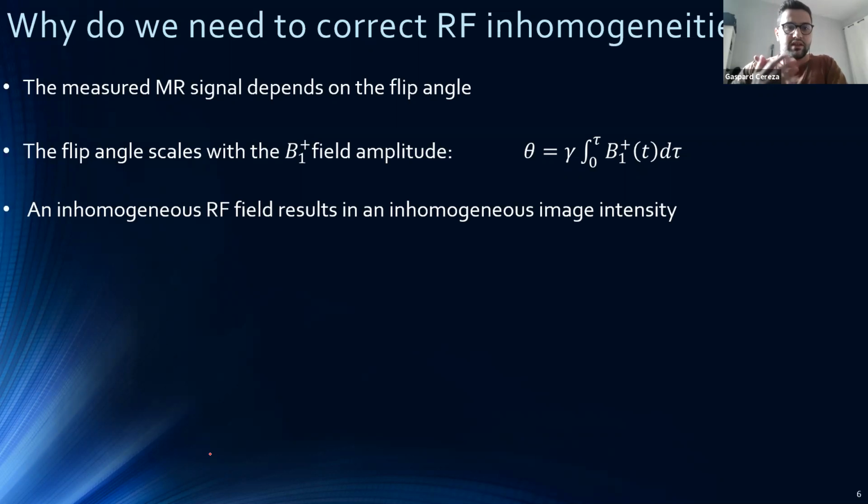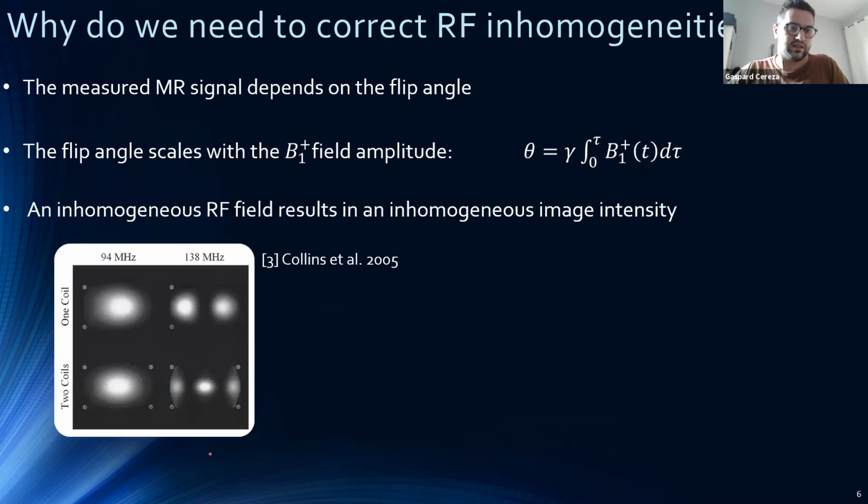An inhomogeneous RF field will thus induce an inhomogeneous image intensity because the signal will be inhomogeneous across the image. As we can see here, this is a simulation that was done in 2005. With one coil at a low frequency, we have a quite homogeneous profile around a phantom. But when we go to a higher frequency, we have this kind of wavelength effect where we have some positive and negative poles.